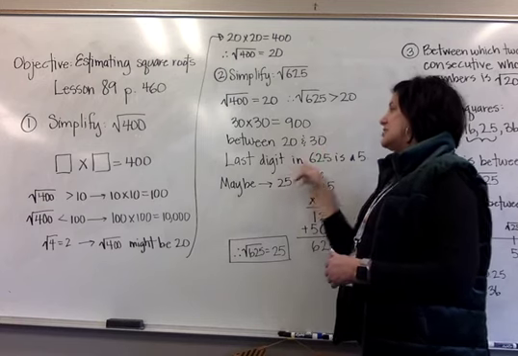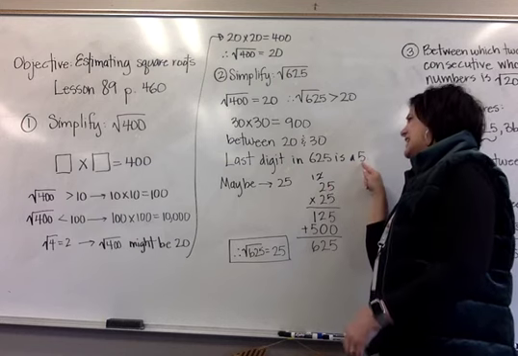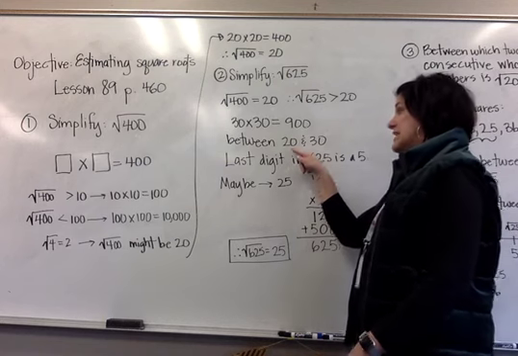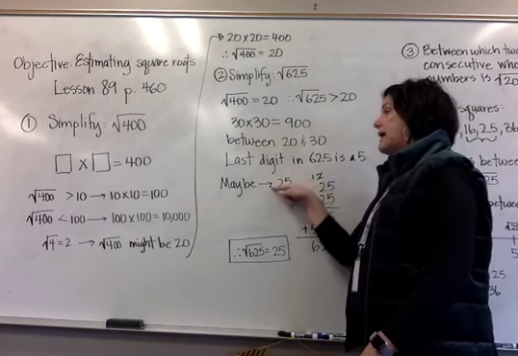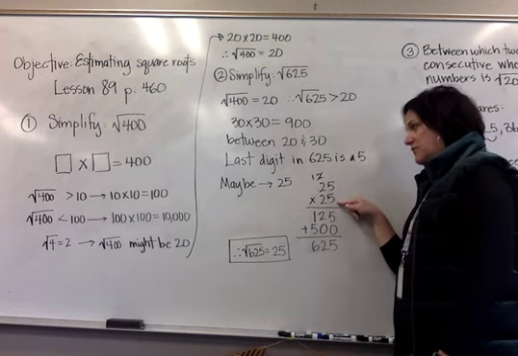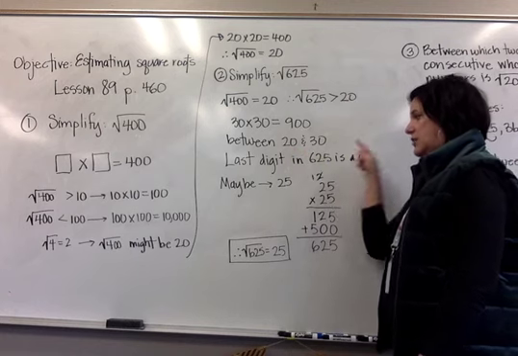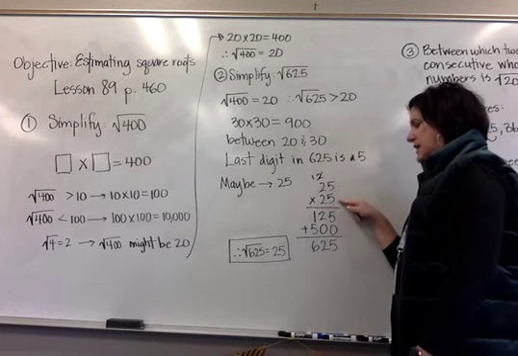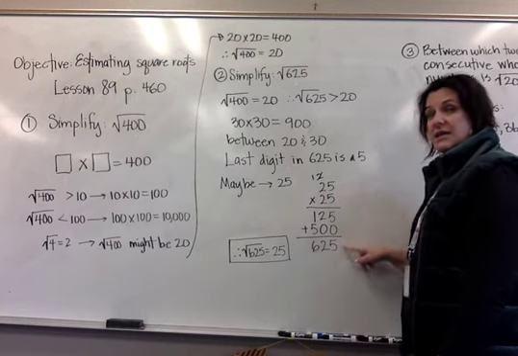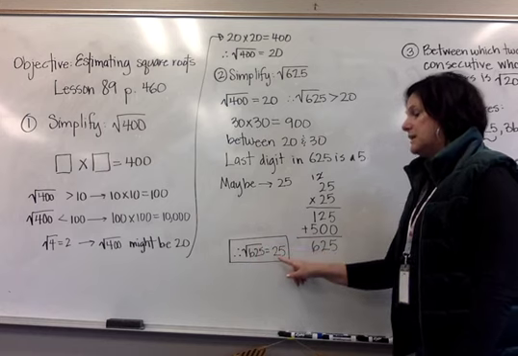Well, the last digit of 625 is a 5, so something times itself has to end with a 5. And it has to be between 20 and 30. So it might be 25. Because 25 times 25 is going to end with a 5, and it's somewhere between 20 and 30. So if we multiply 25 times 25, indeed, we do get 625. Therefore, the square root of 625 is 25.